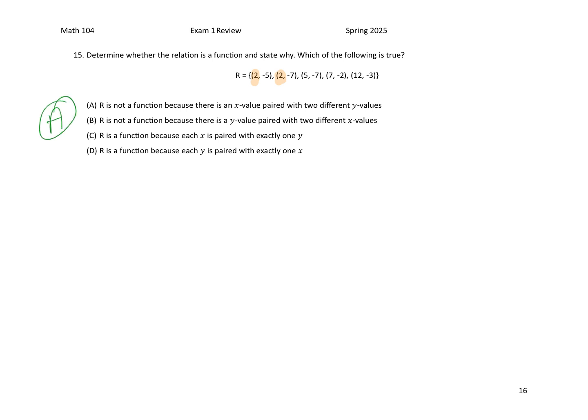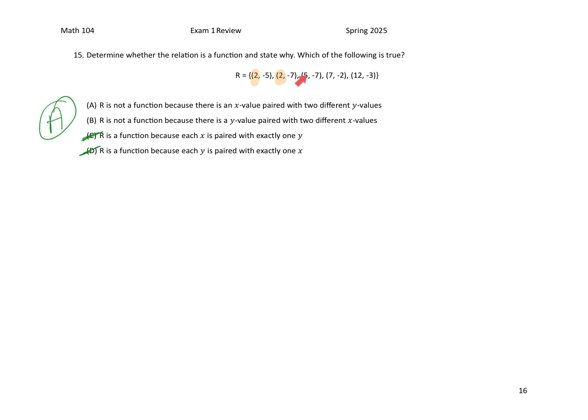I could have immediately eliminated C and D. I know this thing is not a function. Let's just look at B so we can see how this doesn't matter, okay? R is not a function because there's a y value paired with 2 different x values. So that is true. I have a y value of -7 that's paired with 2 different x values.